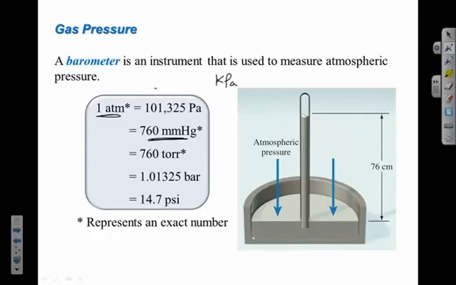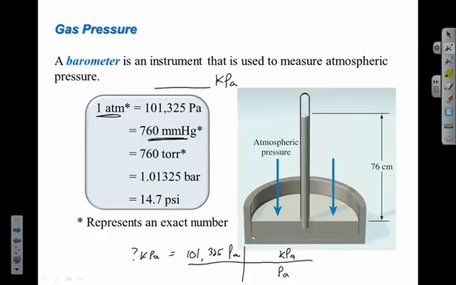So what is the atmospheric pressure in kilopascals? Or how many kilopascals are there in 101,325 pascals? Well, kilo is a metric unit, so we can use a metric table. For every kilopascal, how many pascals are there?